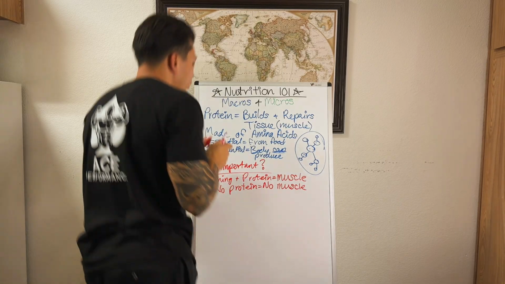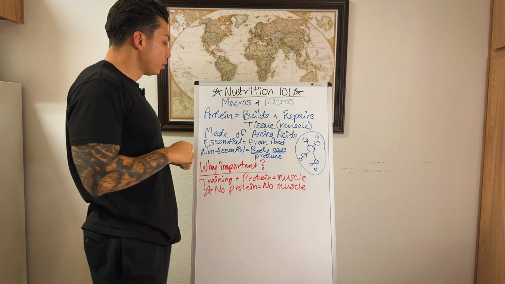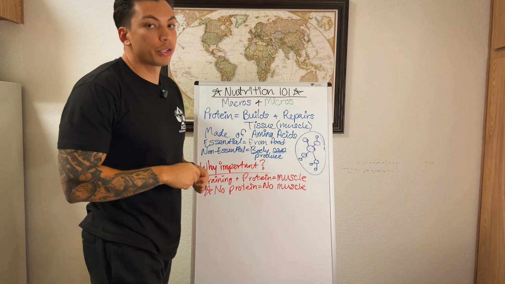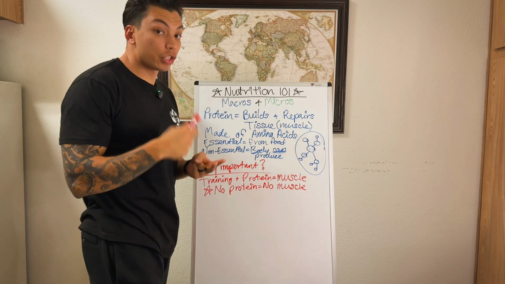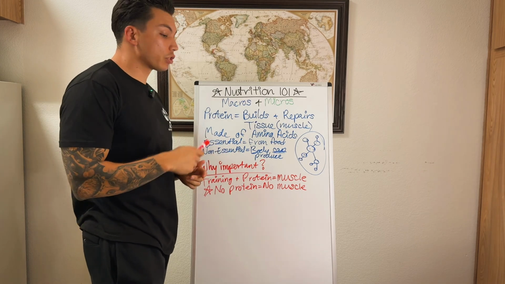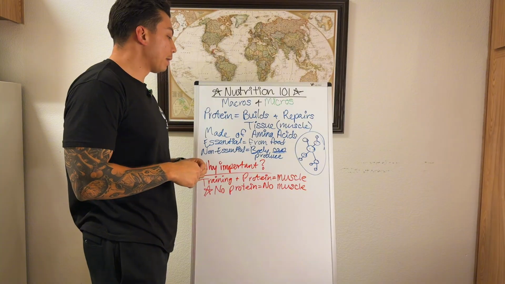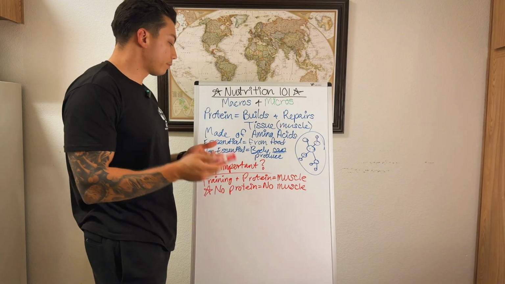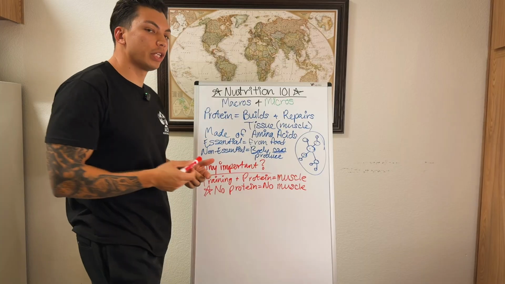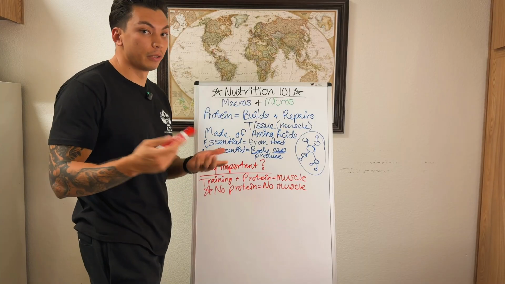Okay, out of all the macros, protein is, in my opinion, the most important one. Okay, protein and fat are the two macros that you actually need to survive. Believe it or not, you actually don't need carbs at all. I'm not saying don't eat carbs, absolutely eat them. I'm just saying from that standpoint, you only need protein and fat for your body to actually live, okay?